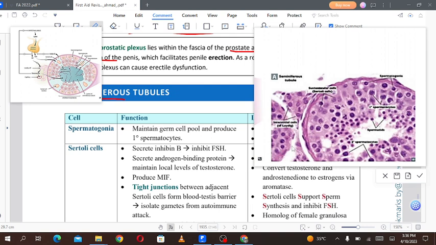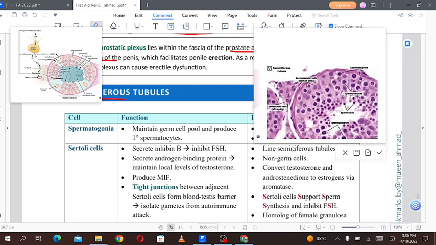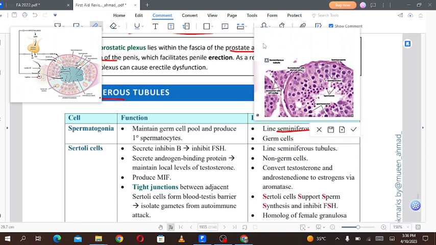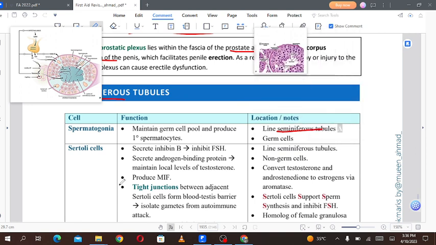Moving forward, Sertoli cells. Sertoli cells secrete inhibin B, and inhibin B inhibits the FSH. They also secrete androgen binding protein, which maintains the local level of testosterone. They produce Mullerian inhibitory factor.